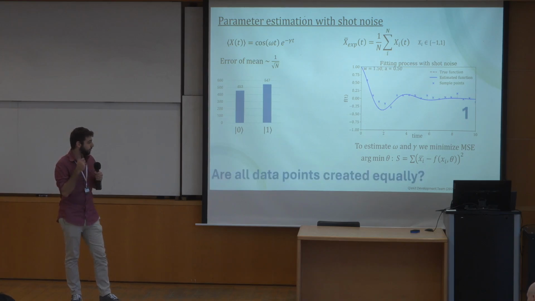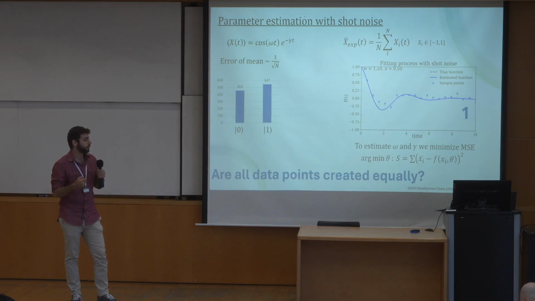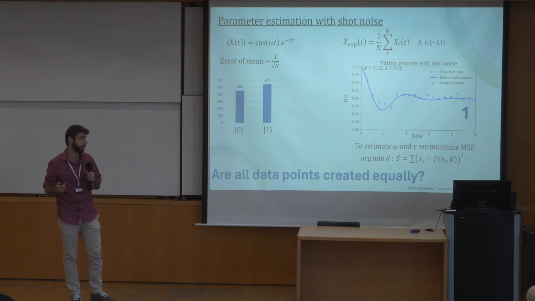So now, is this the best approach that we can think of? Are all data points created equally? Or another way to ask this question is, should we measure at many times with a low amount of accuracy, or few times with a high amount of accuracy? Because remember, we have a finite amount of measurements, and the question is, how do we actually divide those measurements?